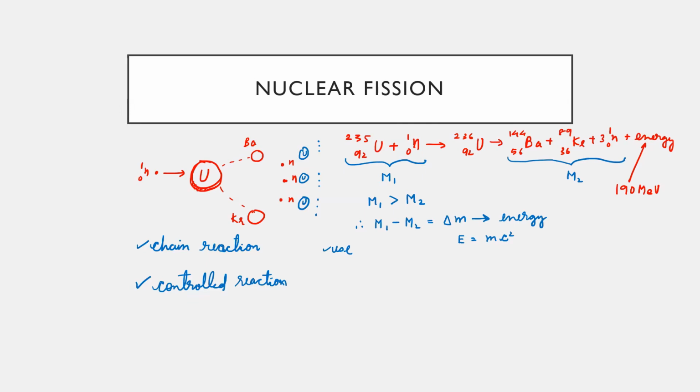Even the rate of radioactivity cannot be controlled. As I told you in the previous exercise, alpha is given out, beta is given out, gamma is given out. You cannot control which is given out when. But in nuclear fission, you can definitely control the reaction.